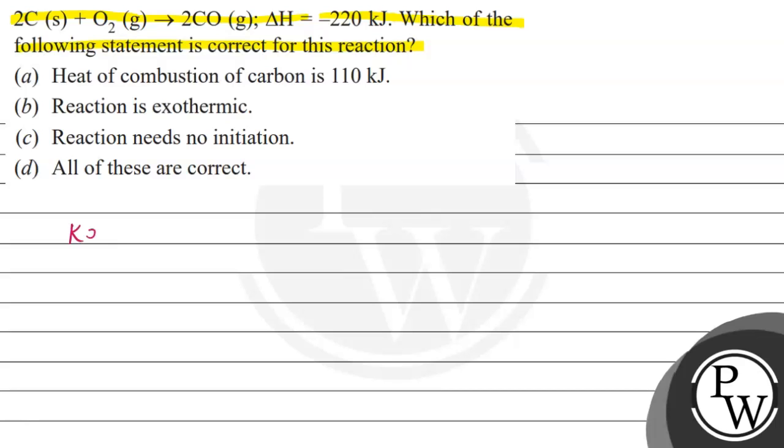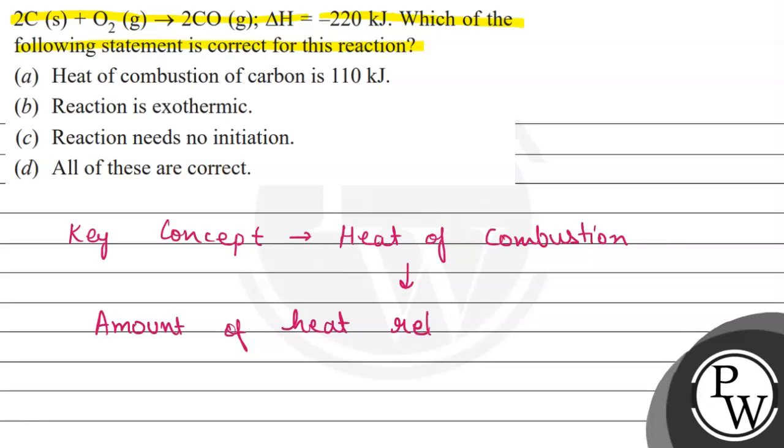सबसे पहले हम इस क्वेश्चन का की कॉन्सेप्ट देखेंगे. And the key concept of this question is heat of combustion. Heat of combustion, basically वो amount of heat होती है that is released during the combustion process. For this we should know कि combustion process क्या होता है.